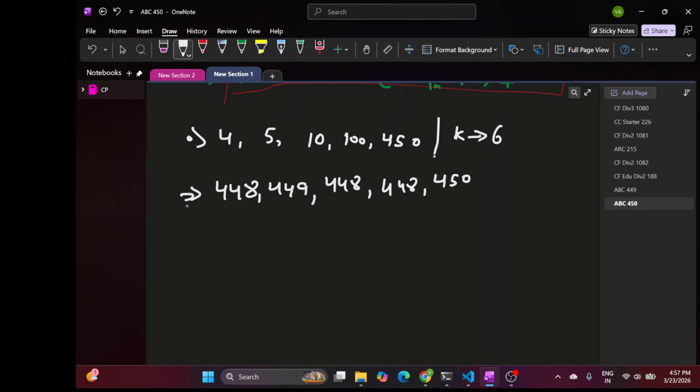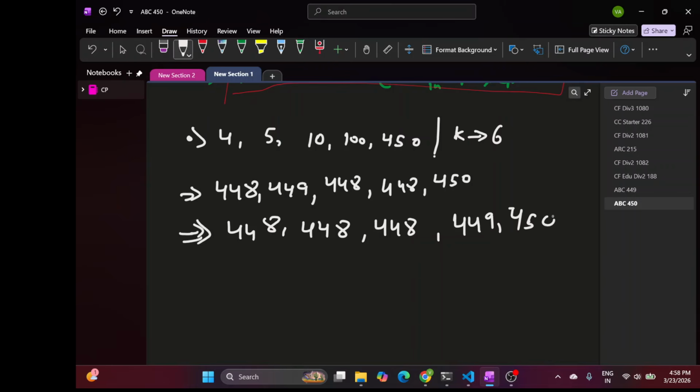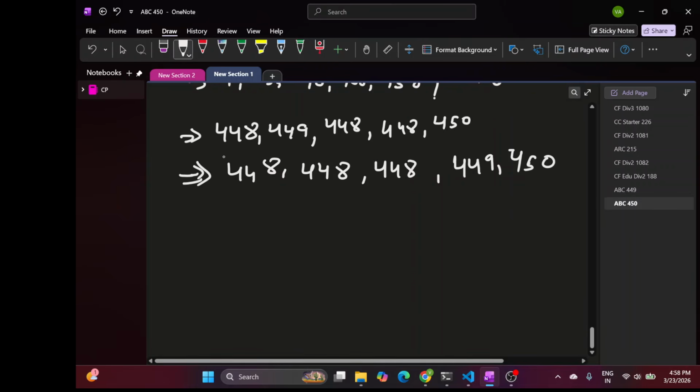right? So basically our values are, after sorting, 448, 448, 448, 449 and 450, right? So our answer for this is what? 450 minus 448 is 2.